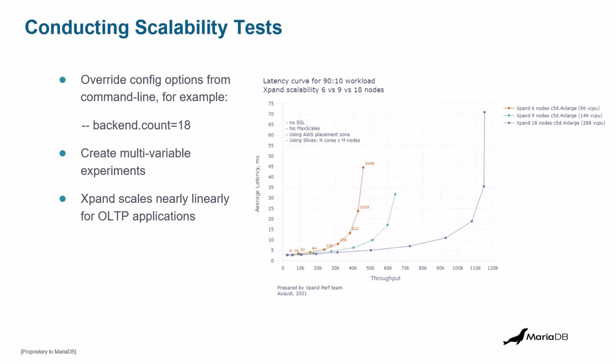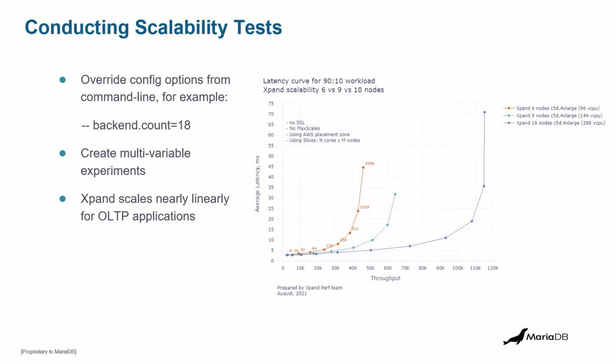As you can see, we run the same Sysbench 9010 workload, and observe the throughput and latency as we increase the number of concurrent threads. So this shows us that Xbench does scale pretty well with this OLTP-like workload, but looking at it from an Xbench perspective, it shows that we can also automate this entire test suite.